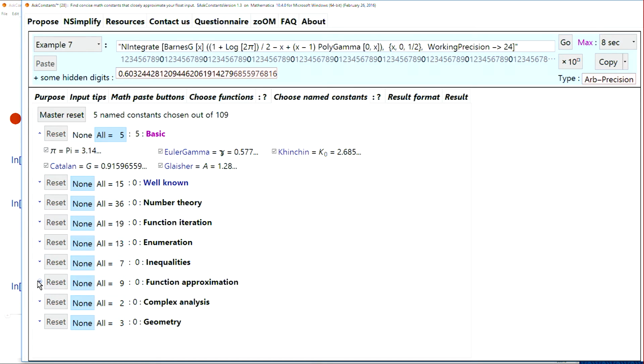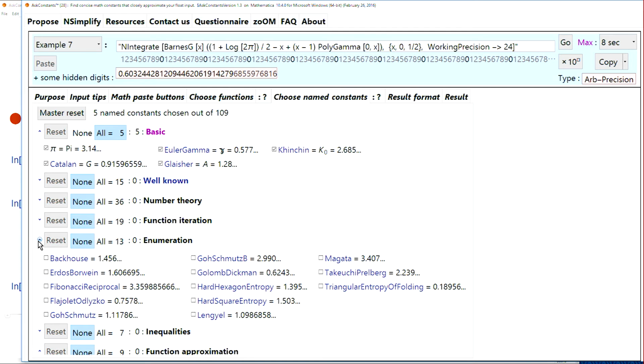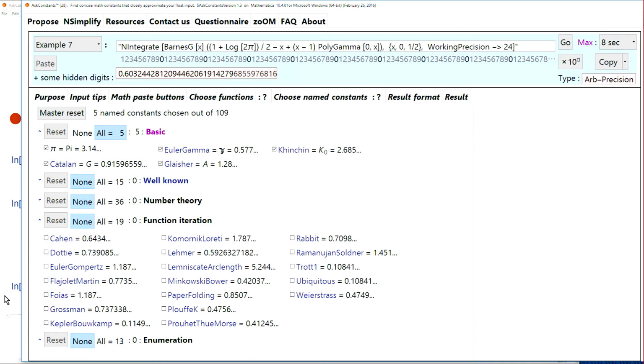For example, function approximation, enumeration, function iteration. Some of the names are actually quite interesting. Like the constant name ubiquitous. Who's ever seen it? But it's your name ubiquitous. So it's kind of fun just to trot around. Now this guy, I think I've met this guy somewhere, trot.